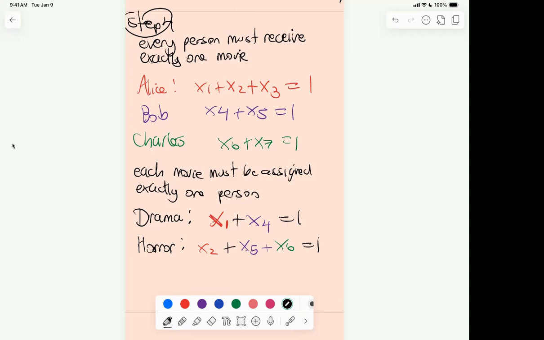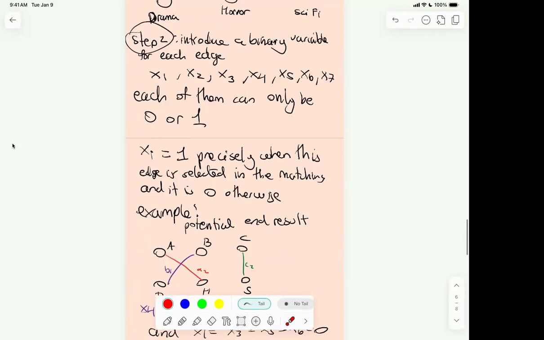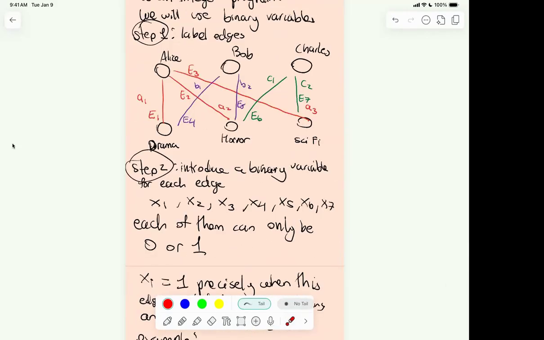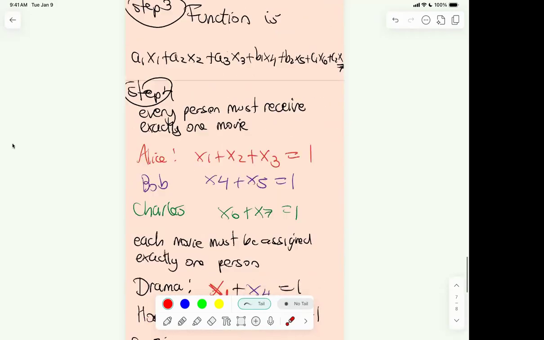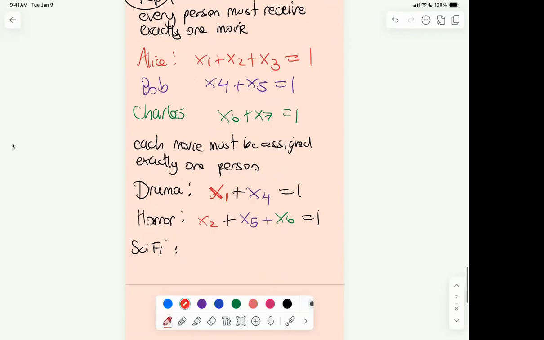And final condition would be the sci-fi genre, which goes to sci-fi. Sci-fi goes with 3 and 7. So one of these two must be activated. So 3 and 7.